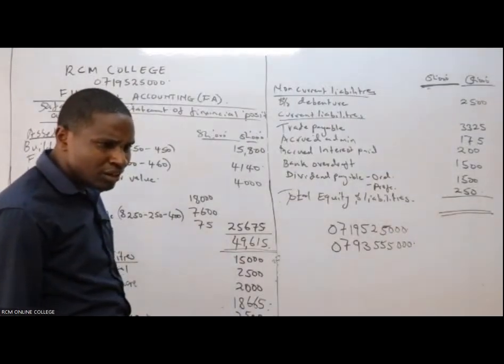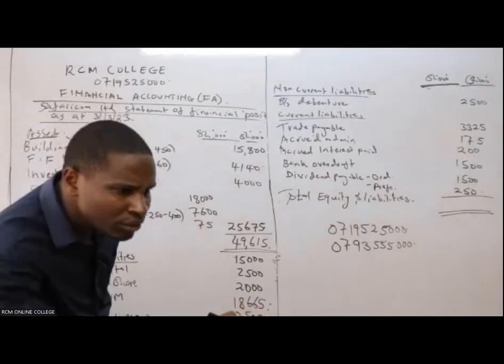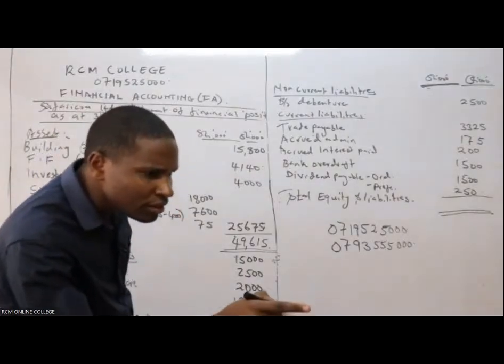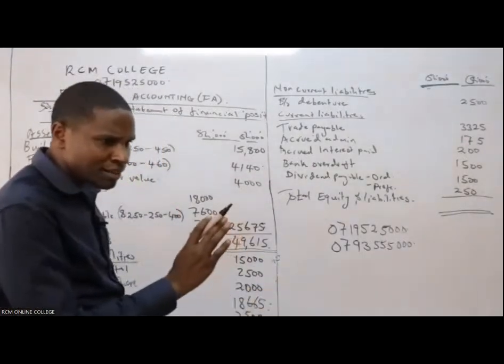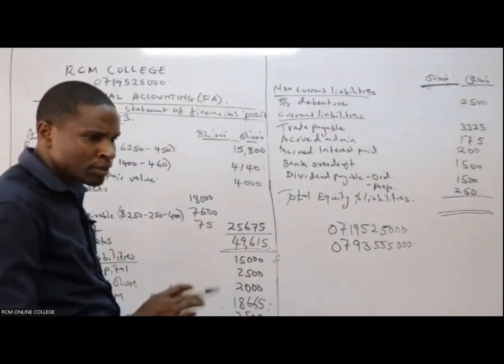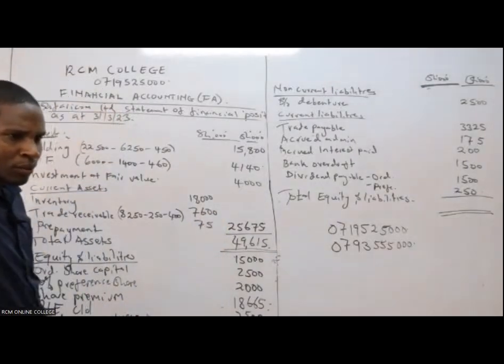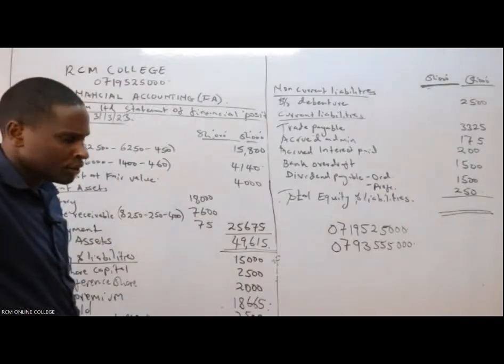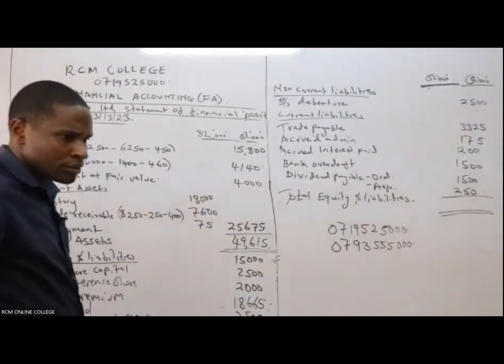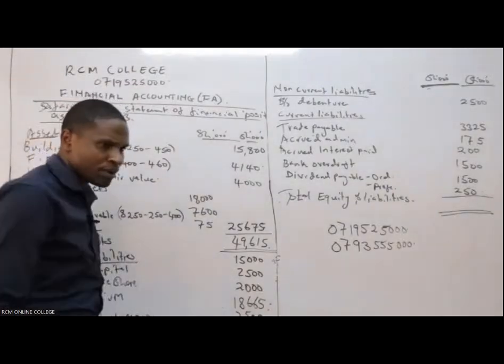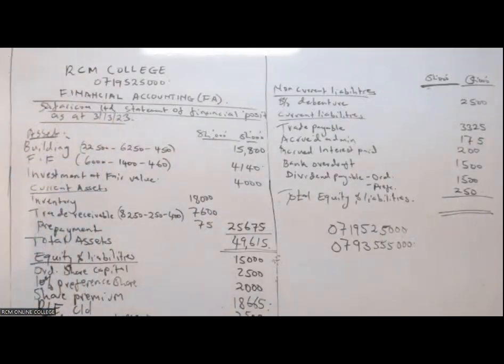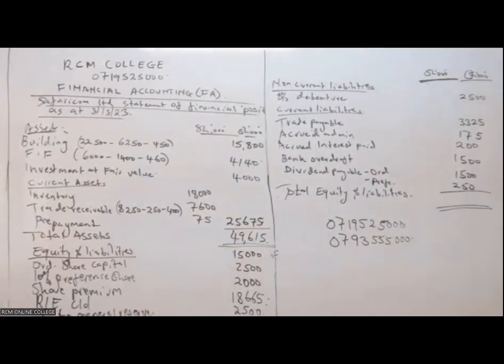Is it balancing? I want to get a confirmation from all of you. This is 2,500 here below. I wish you could give me this very fast.